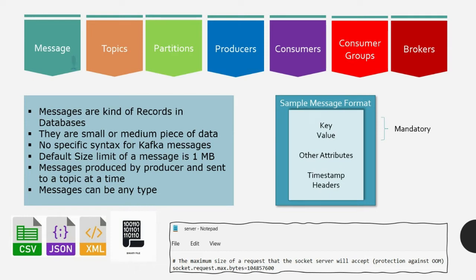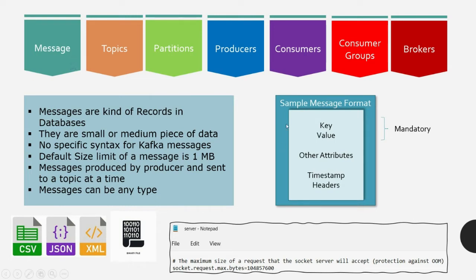Messages are formed and sent by a component called a producer in Kafka terminology, which we will see in today's session as the last section. A producer sends a message to only one topic at a time. We are going to see about topics also in this session.